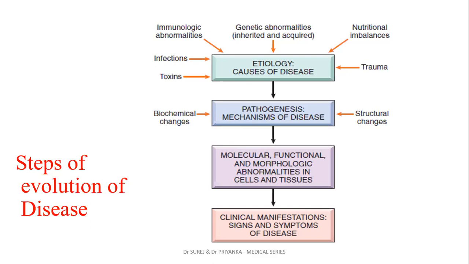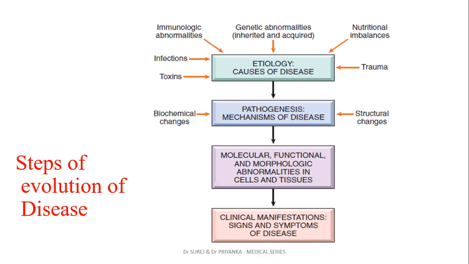In this part, every disease will have a cause. Before going into detail regarding anything, the first thing we have to deal with is the etiology, or the cause of the disease. The cause may be toxins, infections, immunological abnormalities, genetic abnormalities, both inherited or acquired, nutritional imbalances, or trauma. From this cause, the disease next gives rise to the pathogenesis, that is, the mechanism of disease.